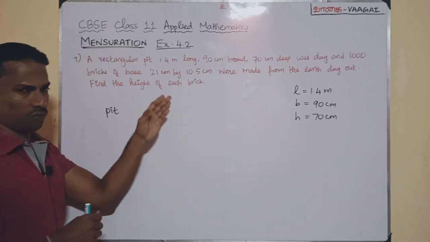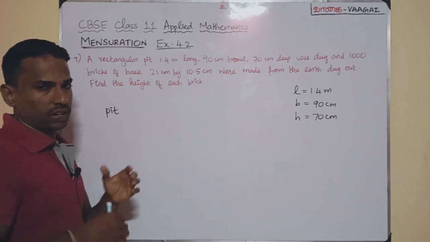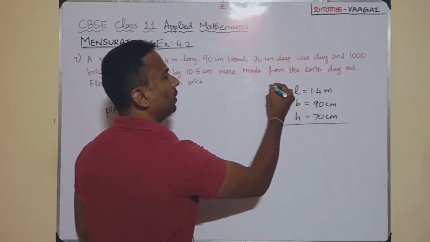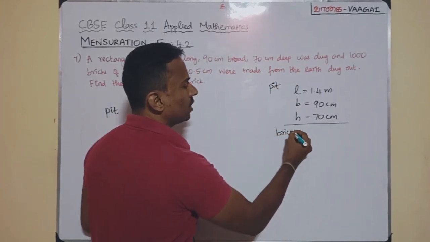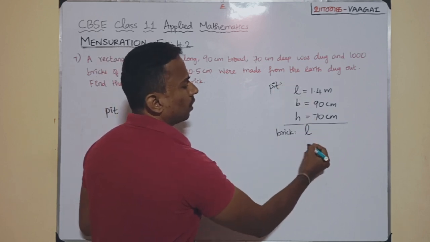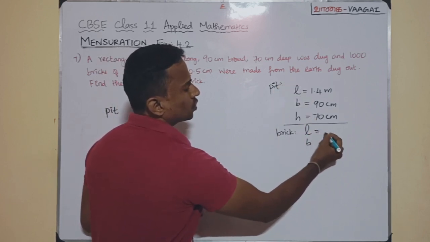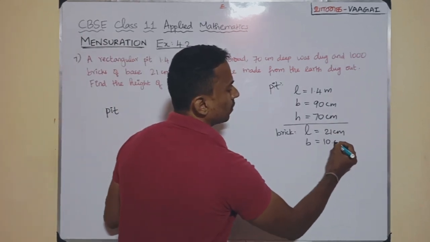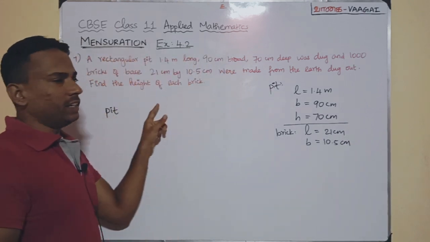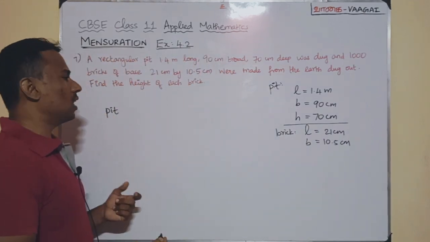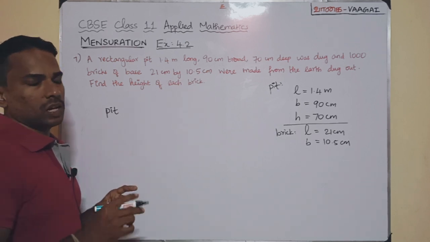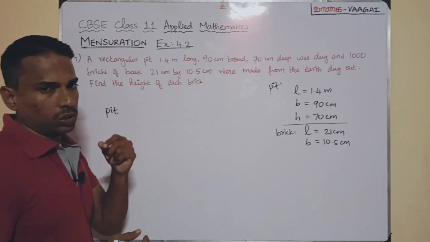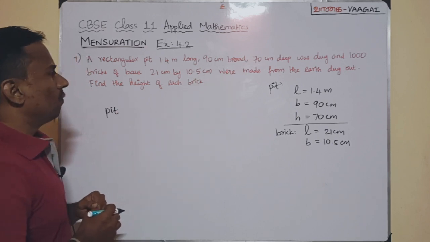Now finally what we need to find here? Find the height of each brick. So we need to find the height. Now for the brick also we'll note down the dimensions. Remember, this is for the pit and this is for the each brick. For the brick, the length and breadth they gave: 21 centimeter by 10.5 centimeter. Height is what we need to find here. And they are going to make a total of 1000 bricks. That count is what they gave here. Now we need to find the height.